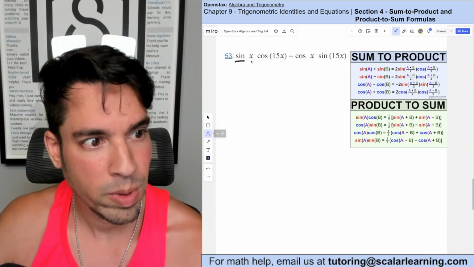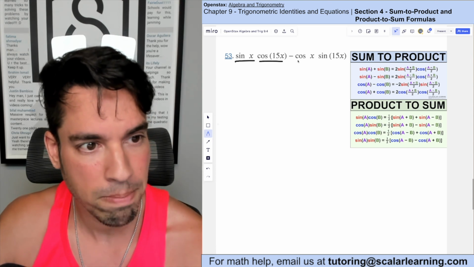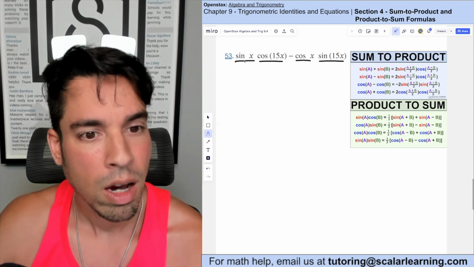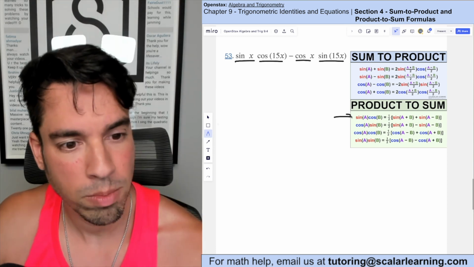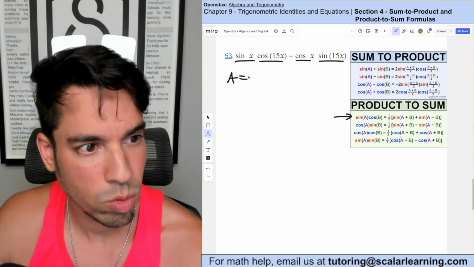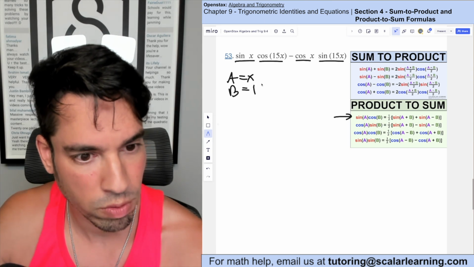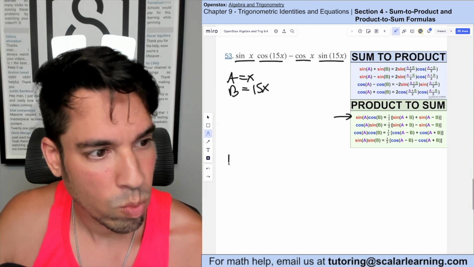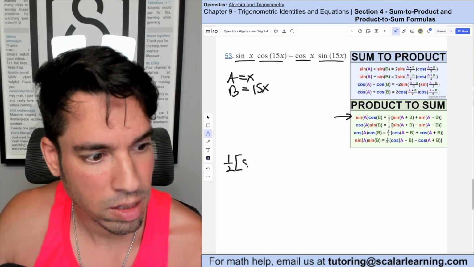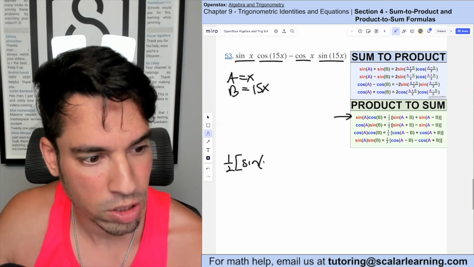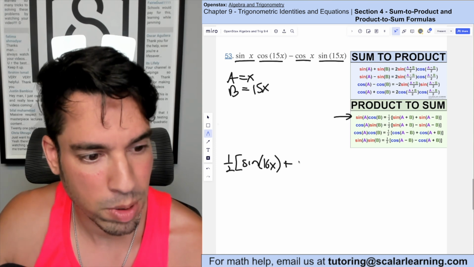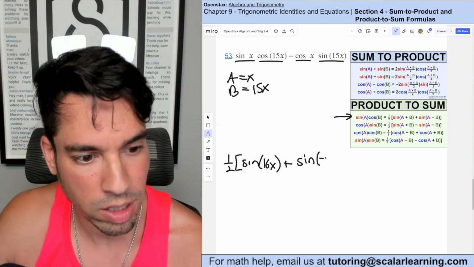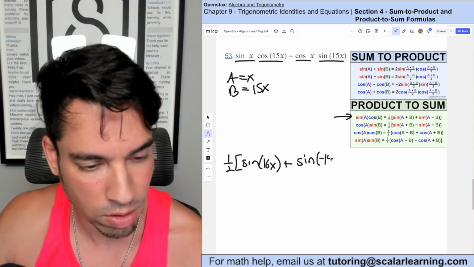Done. So for this one, we got sine times cosine, and then we got minus cosine times sine. But I'm going to use the product to sum to simplify this. So first of all, sine times cosine is here. So I'm going to set a equal to x and b equal to 15x. So here we've got 1/2, and then we've got sine of a plus b, which is 16x. And then we've got plus a minus b, which is negative 14x, right? X minus 15x is negative 14x.